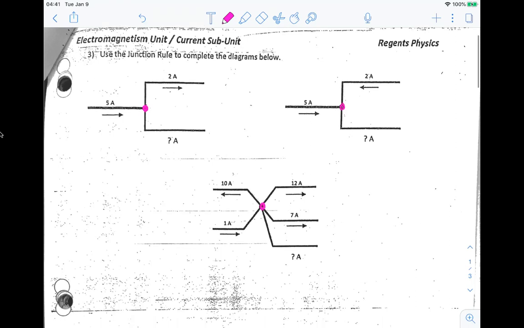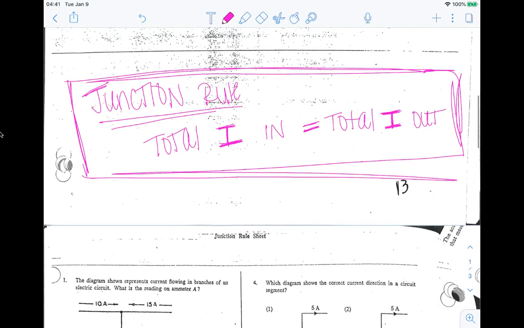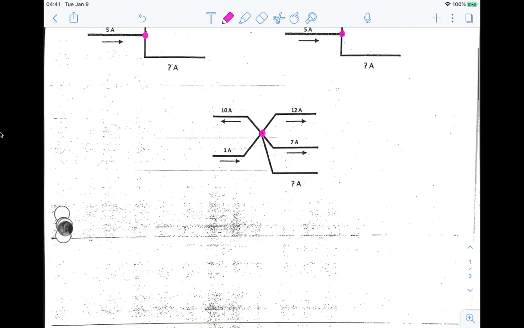When we talk about junctions, we have a very simple rule that we have to follow. The total amount of current, where current is our I, going into your junction must be equal to the total amount of current that is flowing out of your junction. No crazy math, no crazy formulas, just the total going in must be equal to the total coming out.